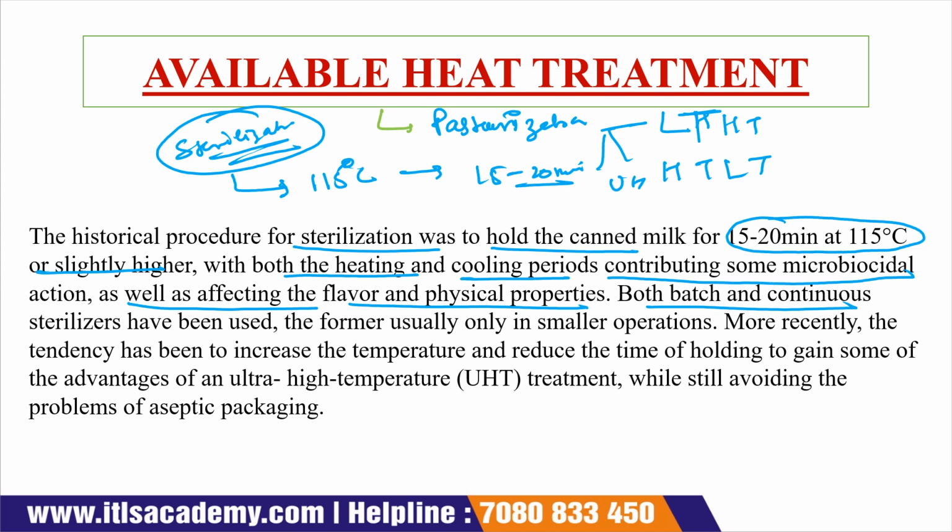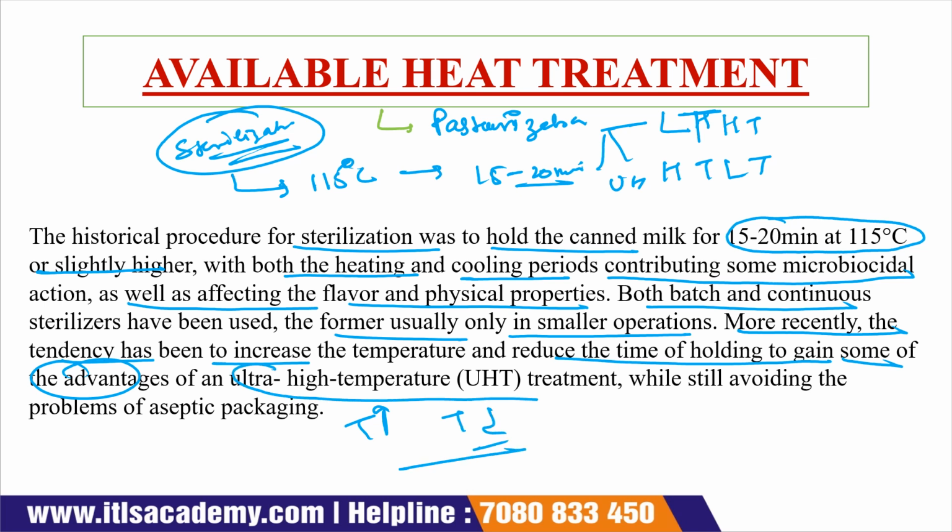Now both batch and continuous sterilizers are used, the former usually only in smaller operations. More recently, the tendency has been to increase the temperature and reduce the time of holding so that it will gain some of the advantages. We all know it is the combination of temperature and time. So when we increase the temperature, obviously the time will decrease. Ultra high temperature treatment will still avoid the problem of aseptic packaging. So if we use ultra high temperature, then it will avoid the aseptic packaging problem.